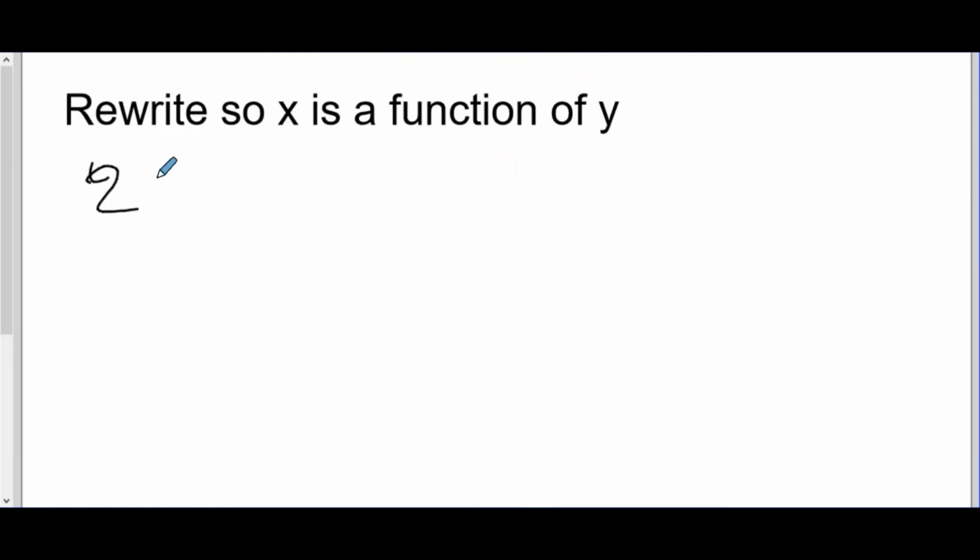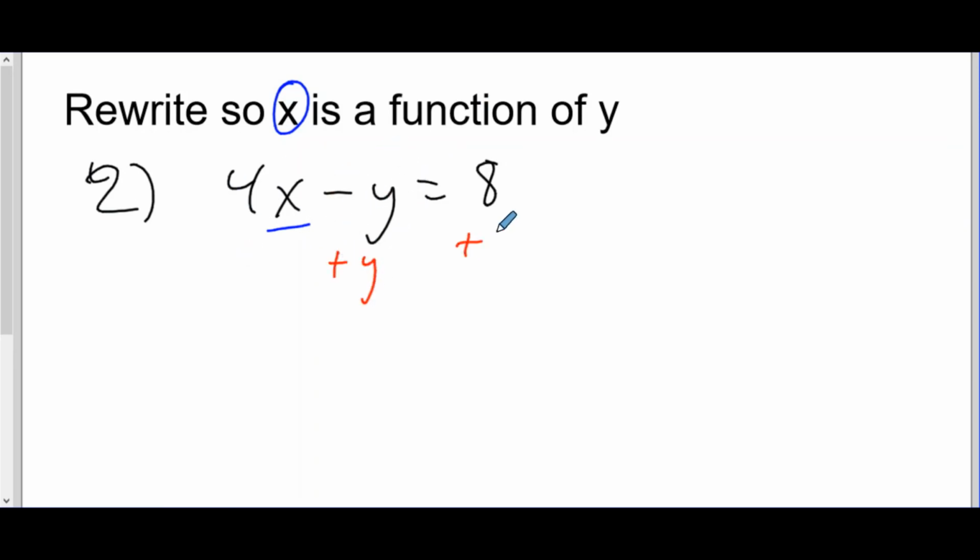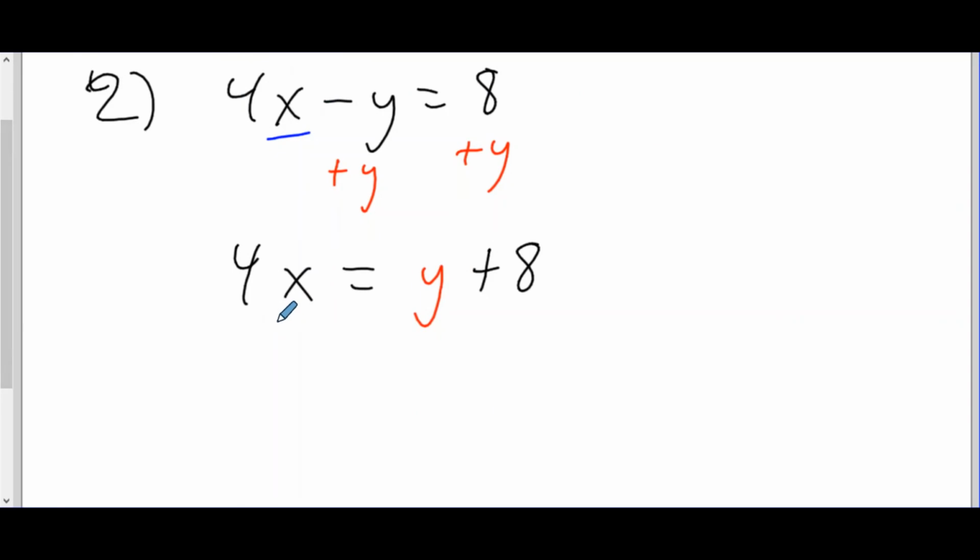Last one is 4x minus y equals 8, rewriting so that x is a function of y. Get my x term by itself by getting rid of that y, plus y on both sides. 4x equals a y plus an 8. Again, variable first, then the constant. Get x by itself, divide everything by 4.